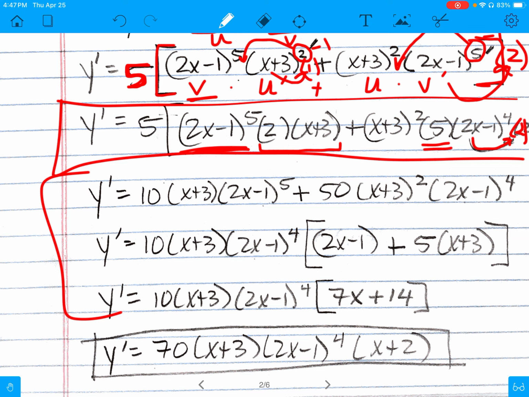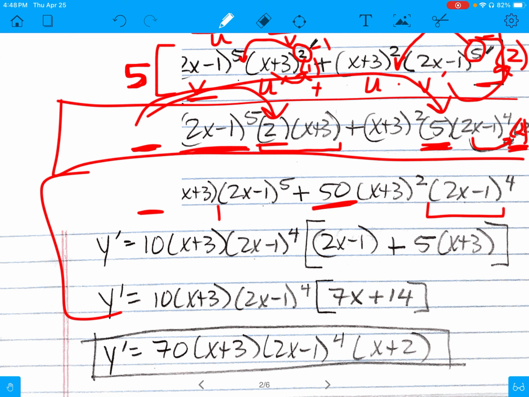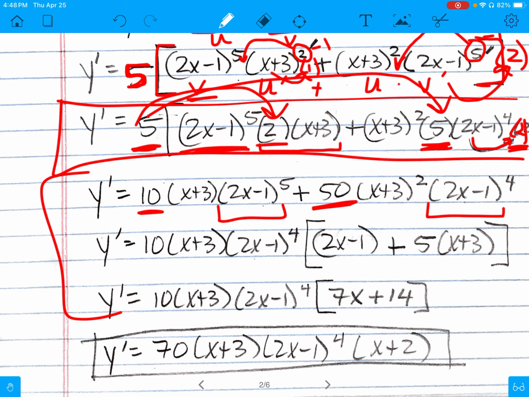Oh, so I took the 5 times the 2 to get this 10. And then, so this 5 times this 2. Then this 5 gets distributed to here, and we had a 5 times a 5 times a 2. So that's why we see the 50. And then from there, I pulled out the common factor of 2x minus 1 to the 4th. I can pull that out.